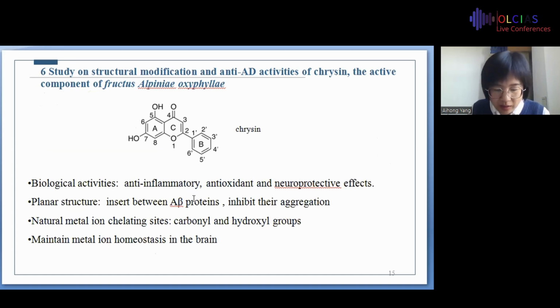Chrysin has a planar structure that can effectively insert between A-beta proteins and inhibit their aggregation. There are carbonyl and hydroxyl groups in chrysin, which can be used as natural metal ion chelating sites to effectively chelate metal ions and maintain metal ion homeostasis in the brain.